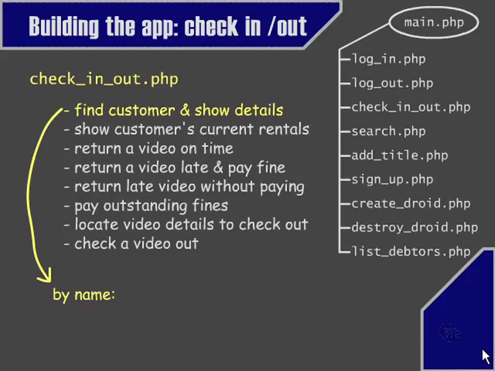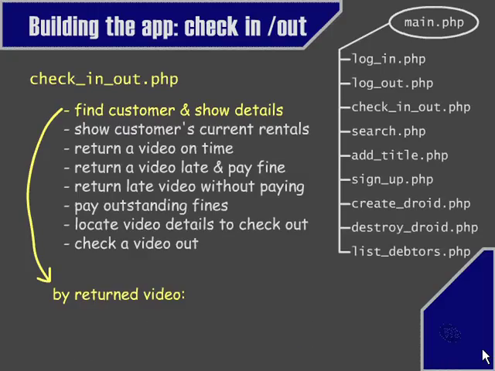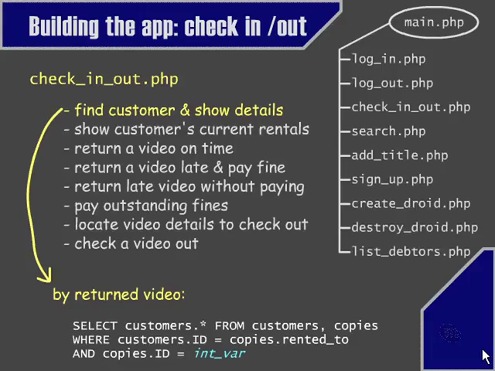We can also run a search by name. This is slightly more complex. We're able to search by first name and surname, and we can use the like operator to compare with a particular pattern. We can also search for a customer simply by the video that's being returned. This is particularly important when the customer just drops the video off outside of the office hours. We can then simply type in the integer variable for the video that's been returned, and this particular select query will return the customer to which the video has been rented.